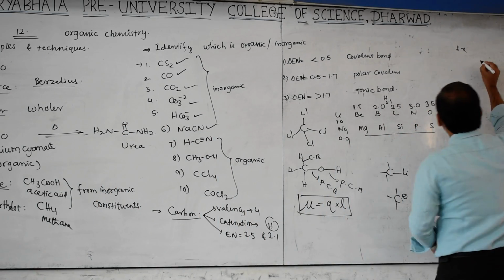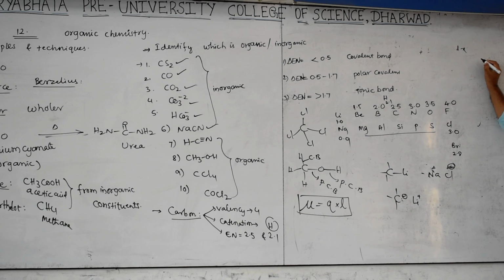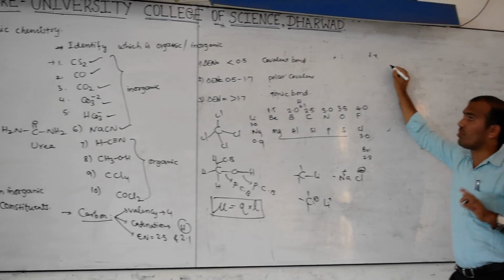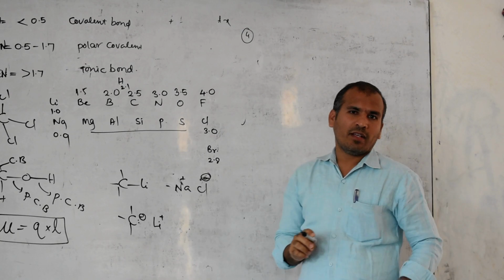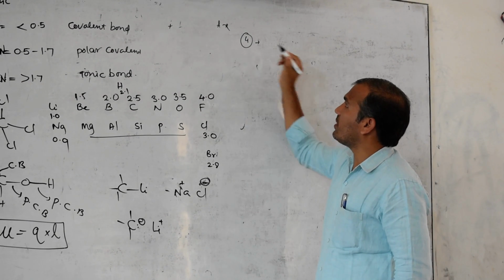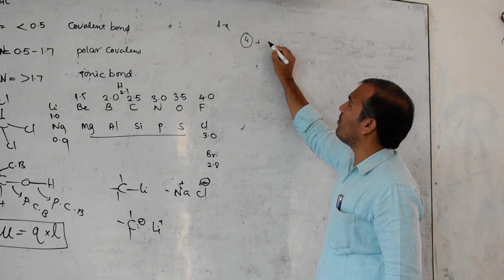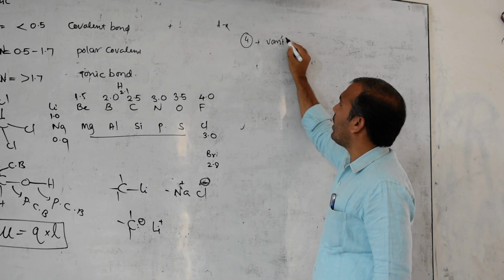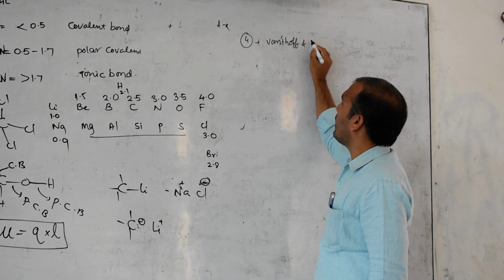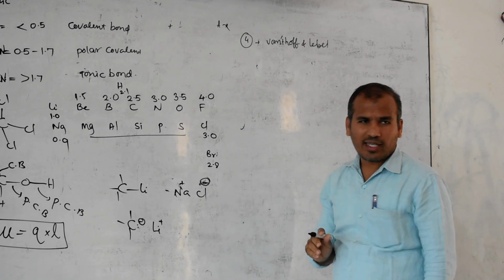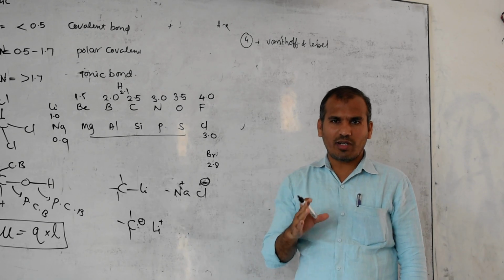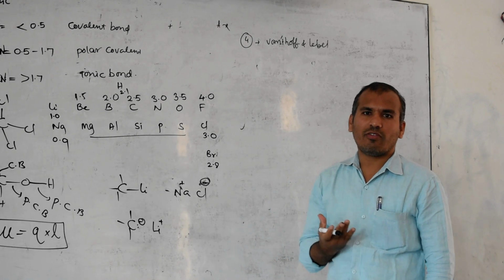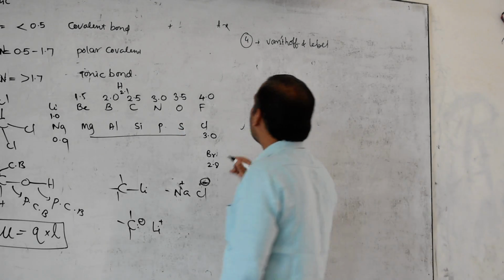Now, carbon valency is well known, that is 4. Don't forget this, because everything is based on that. Carbon valency is 4. This carbon valency 4 was given by the scientists Van't Hoff and Le Bel. They introduced the carbon valency 4.